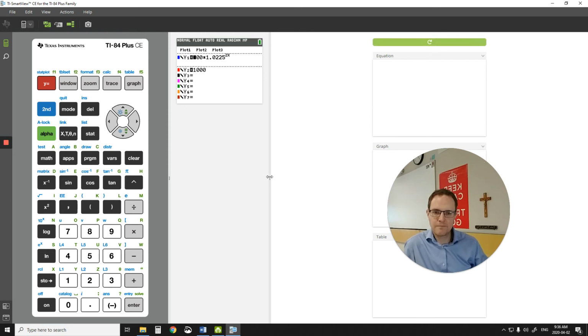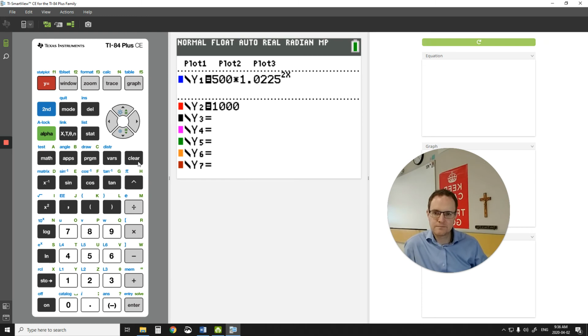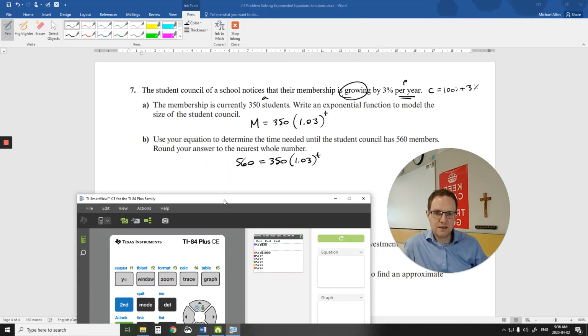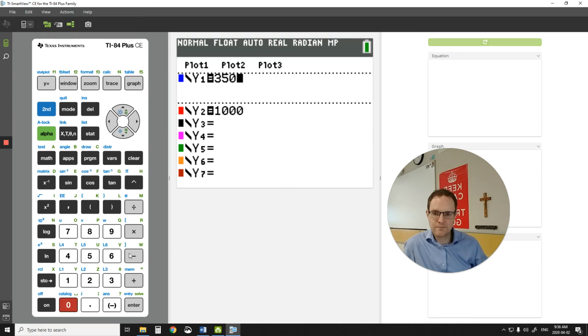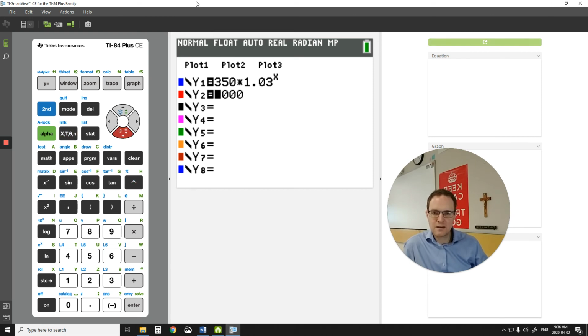Go on. There you go. So we start off with 350 students. I'm increasing by 3% per year, and I'm going to put an X there. Awesome. And then I want to know when we get to 560.